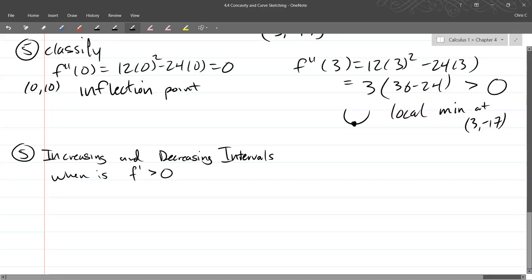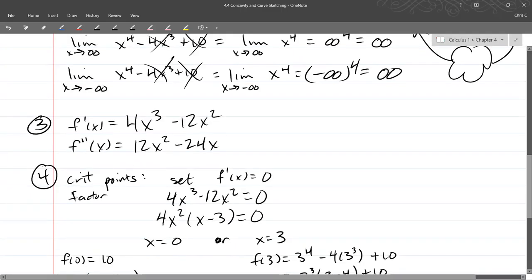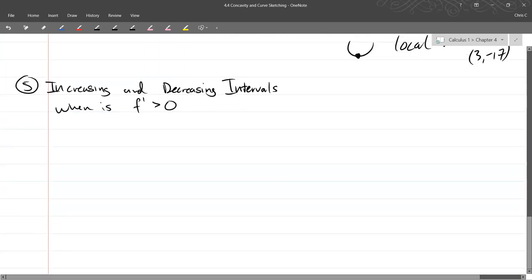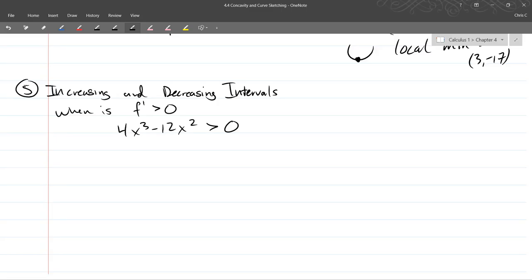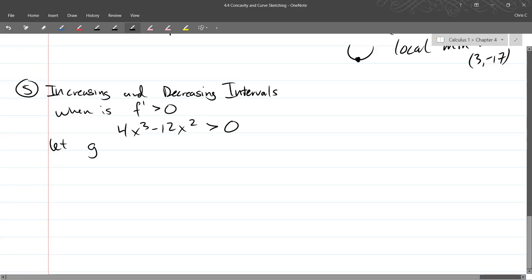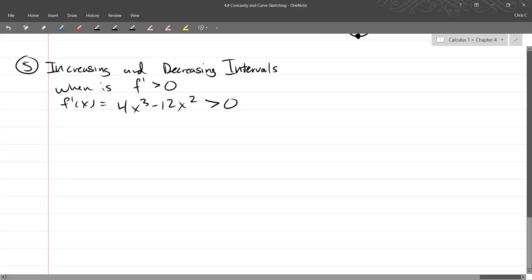So increasing: when is f prime greater than 0? What is f prime? It was 4x cubed minus 12x squared. This is a pre-calculus 1 problem. You can graph this function and figure out when it is positive, when it is above the x-axis. There's another way to do it. If we figure out where it is equal to 0, all we have to do is figure out in between, when it's not 0, is it positive or negative. So we're going to do what's called a sign graph, where we graph whether it is positive, negative, or 0.